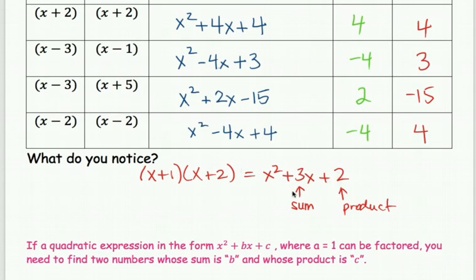So basically when you have a question like this, you're trying to think of what would add to the middle number but would multiply to that last number? So that's what we're doing today.